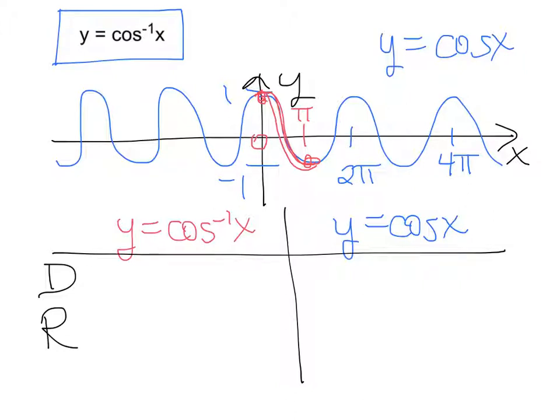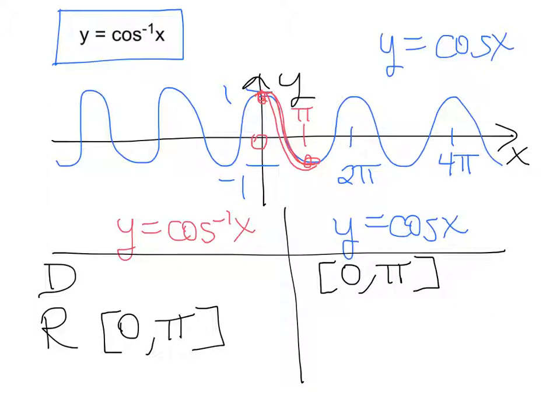So first of all, for y equals cos x, we restricted the domain to the interval from 0 to pi. And so its inverse has that as its range, 0 to pi. And for y equals cosine of x, its range is the interval from -1 to 1. So y equals cos inverse of x has as its domain -1 to 1.